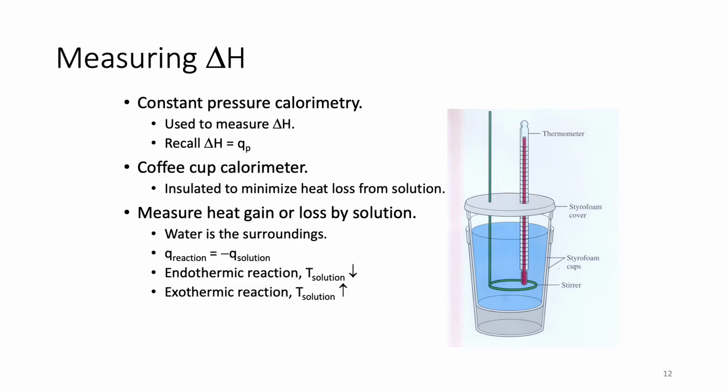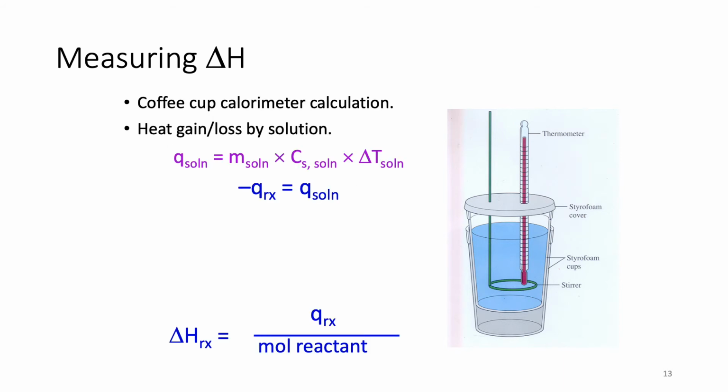What you're doing is you're measuring heat gained or lost by my solution, and water is going to be my surroundings. So for an endothermic reaction, my solution is going to get colder. For an exothermic reaction, my solution is going to get hotter. So when we're doing coffee cup calorimeter calculations, what we're looking at is the heat that is gained or lost by the solution. So my Q of solution is going to equal my mass of solution, total mass of solution, times the specific heat of solution, times the change in temperature of the solution.